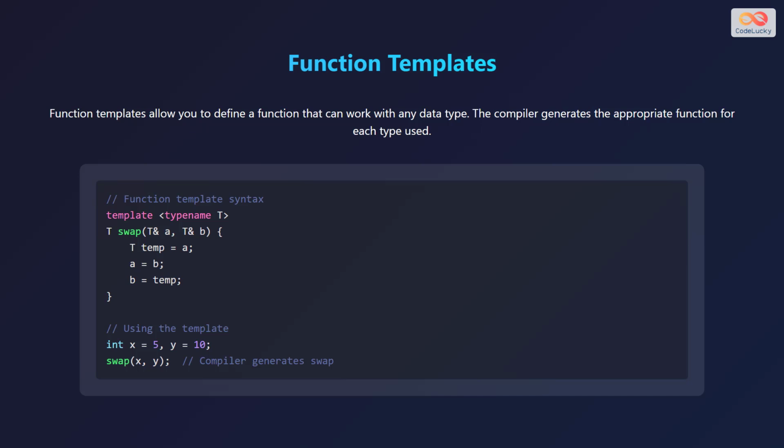The keyword template, followed by typename, and a placeholder type name like T, defines a template function. You can then use T as a data type within the function. For example, the swap function takes two references of type T and swaps their values using a temporary variable. When you use the template function like swap with integer variables x and y, the compiler generates a swap function specifically for integers.